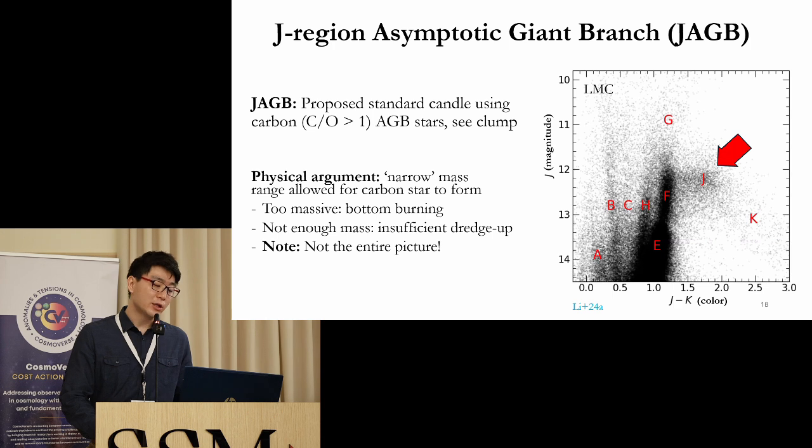Now, the argument for why we can do this lies in the expectation that a star has to have a mass that lies within a relatively narrow mass range in order for that star to become a carbon star in the first place. If it's too massive, bottom burning will occur and carbon will be burned before it reaches the surface of the star. And if there's not enough mass, the third dredge-up events are too insufficient to bring enough carbon to the surface. So essentially, you need a mass that's just right in order for that star to be in that region in the first place. And of course, that constrained mass range then translates to a constrained luminosity range. Now, I will note that this is actually not the entire picture, and I'll be talking about that more later on.